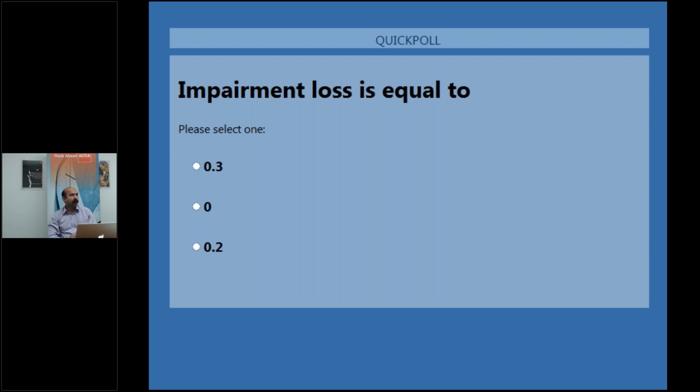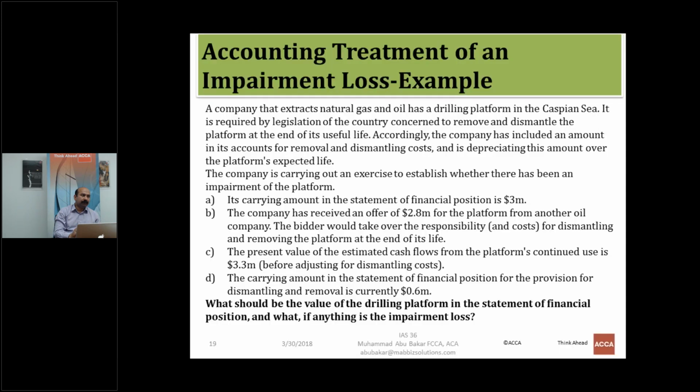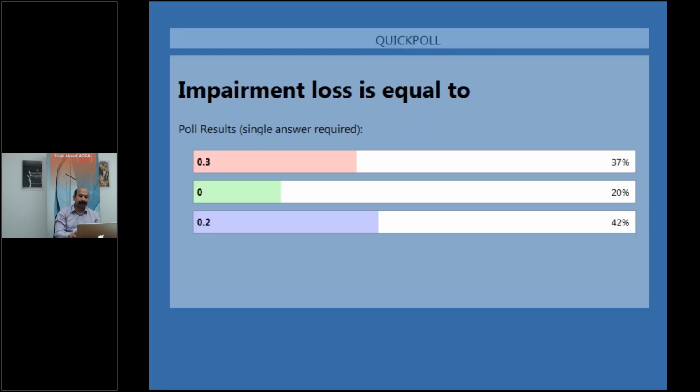Okay, so I am going to close this poll now. Around 42% people said 0.2, 20% people said 0, and 37% people said 0.3. Anyway, this is good. Majority is correct. 42% people are correct.